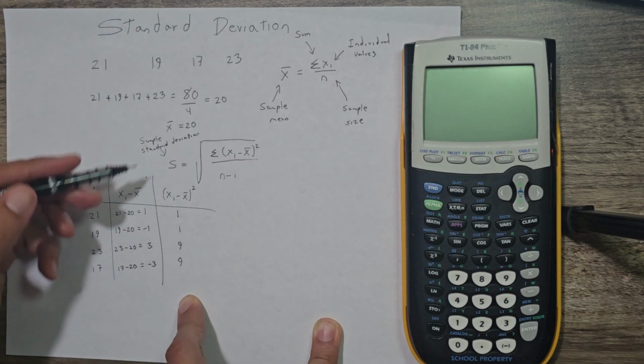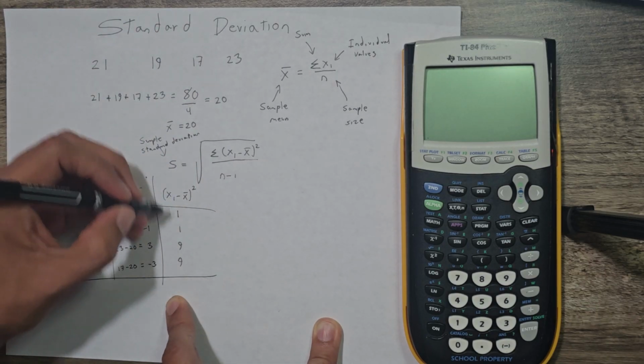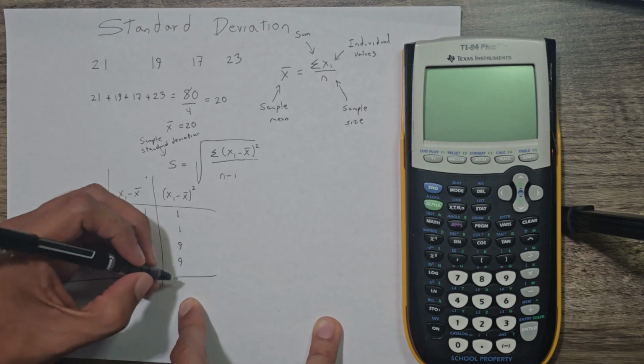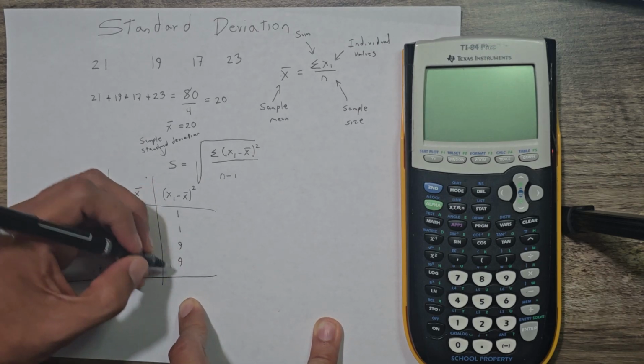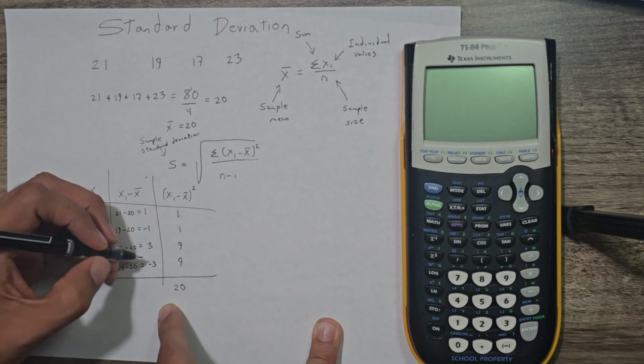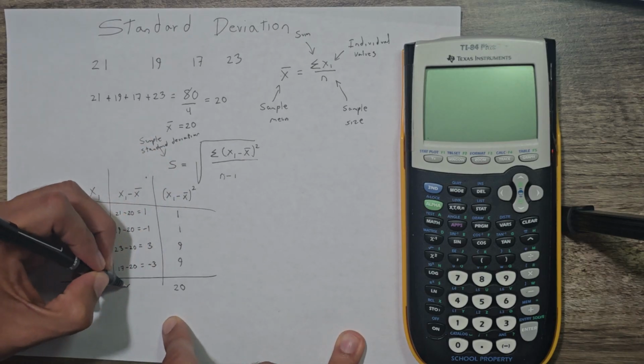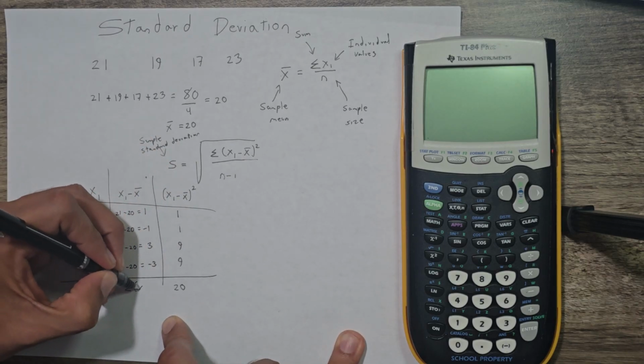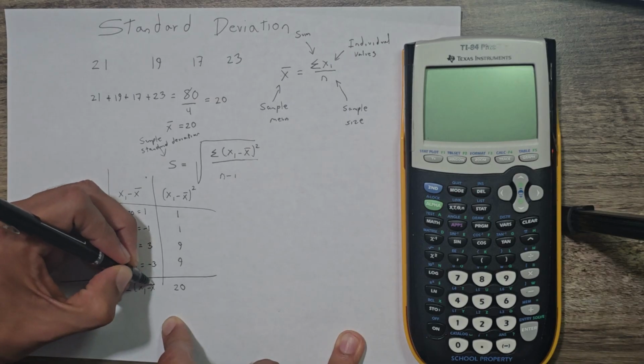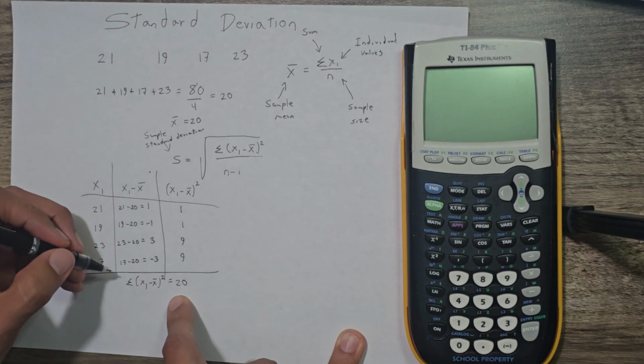Next, we need to do the summation. And in order to do the summation, it's pretty simple. We're just going to go ahead and add the column. This is pretty standard, 9 plus 1 plus 1 plus 9, which is going to be 20. So my step here, my summation of the x individuals minus x bar squared is equal to 20.